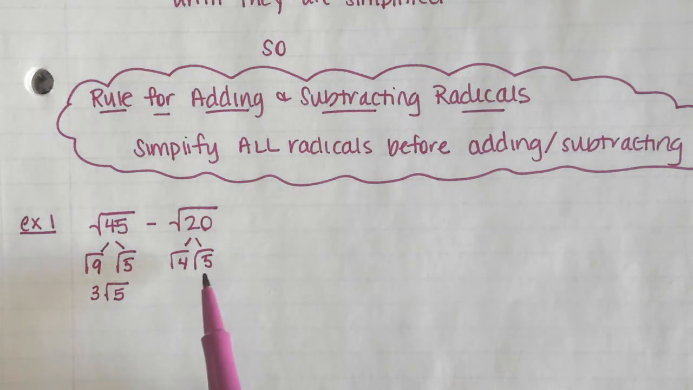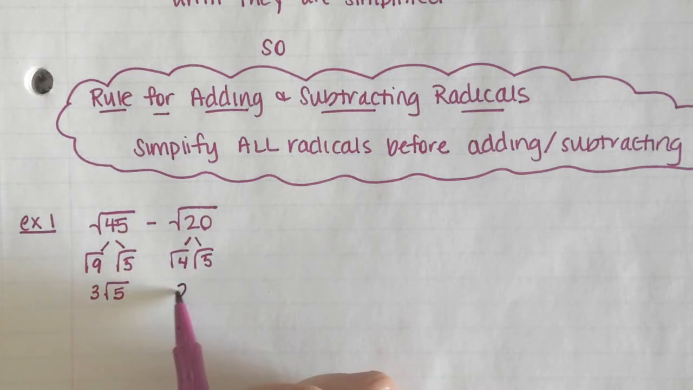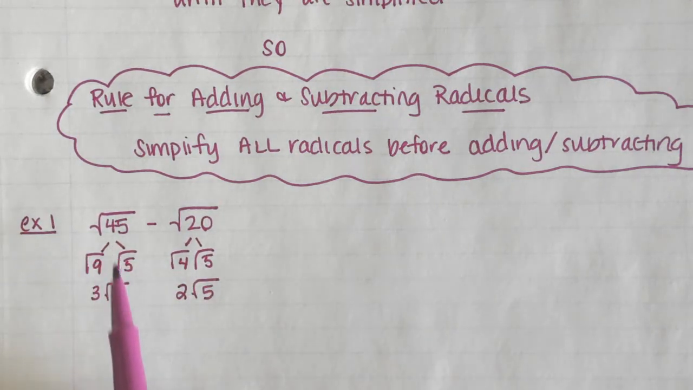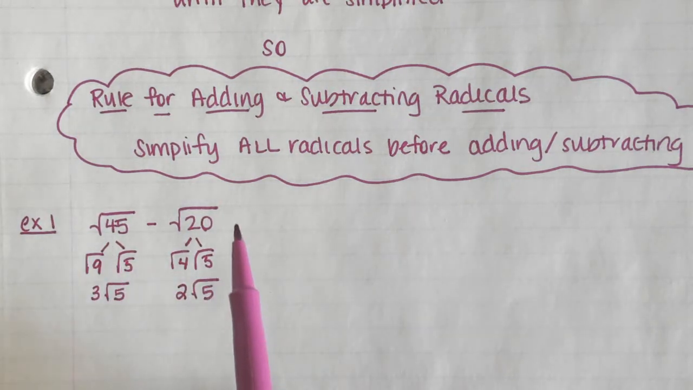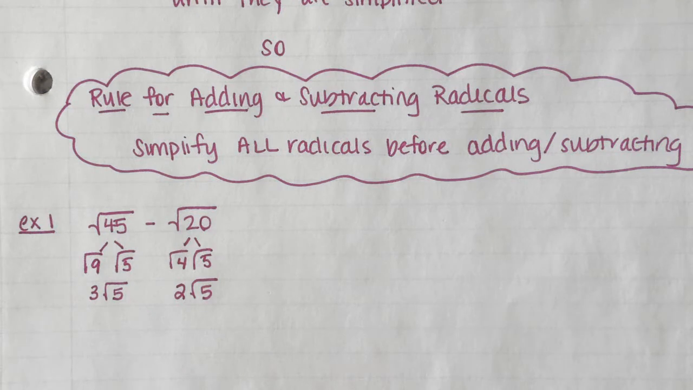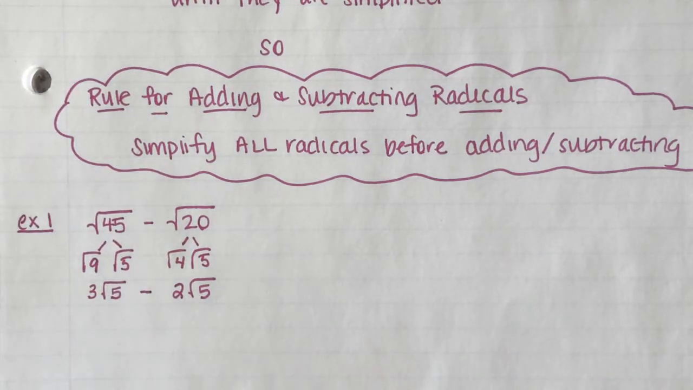So the square root of 5 can't be simplified. There's no number that goes into 5 that's a perfect square, other than 1, but 1 doesn't count because 1 goes into everything. So I did pick the right one, and I'm going to simplify the square root of 4 and get 2, and then bring down my square root of 5. So the square root of 45 turned into 3 radical 5, and the square root of 20 turned into 2 radical 5. Now that they're both simplified, now I can add or subtract, and in this case we're subtracting.